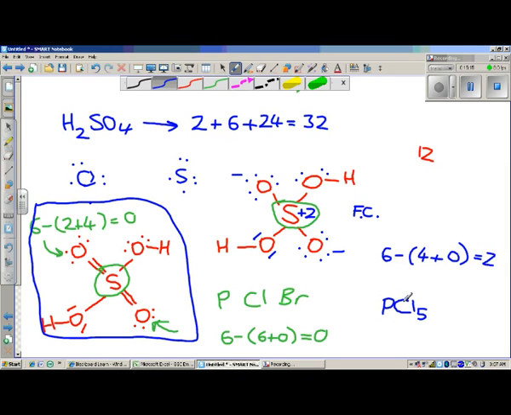So you'll see, particularly for sulfur and phosphorus, there are cases where the best Lewis structure is one in which those atoms have violated the octet rule. Okay.